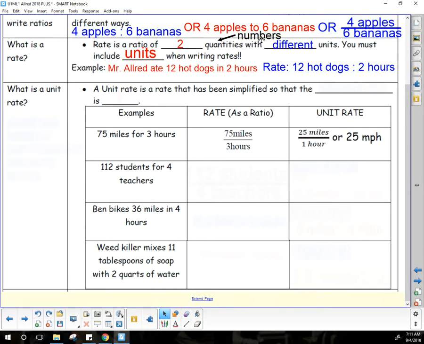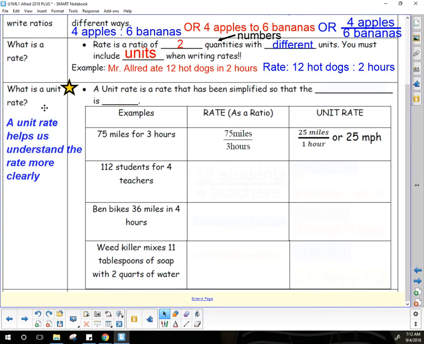The big buzzword in this particular mini lesson is unit rate. We have to know what a unit rate is if we want to be successful here in Unit 1. A unit rate helps us understand rates more clearly because they are simplified so that the denominator is 1. Please tell Edpuzzle what denominator means. That's right. The denominator is the bottom number in a fraction.